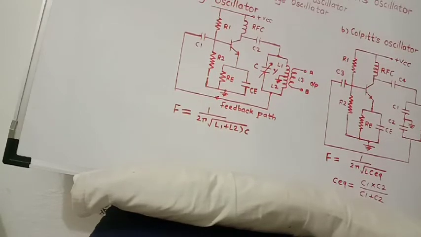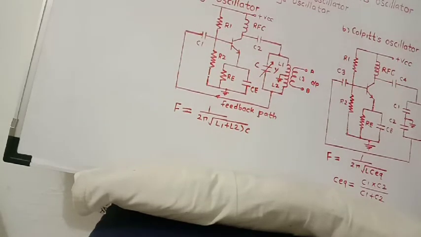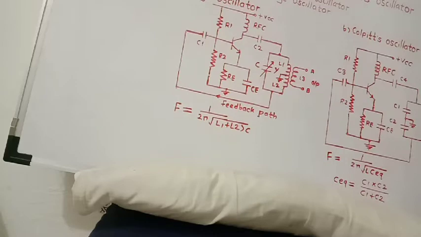Second is the RC oscillator. In RC oscillators, resistors and capacitors are used. And third is the crystal oscillator. So these are the main three types of oscillators.